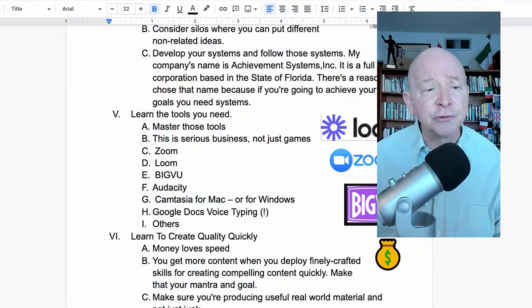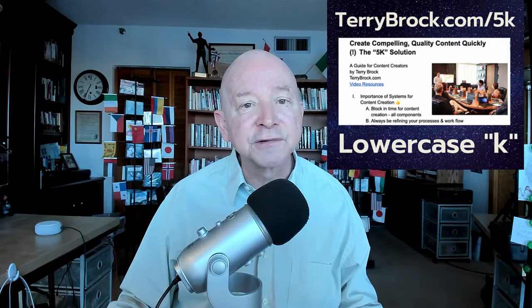And then finally, on this particular issue on volume 2, you want to make sure you use the right tools like Zoom, Loom, BigView. I've used a lot of those. Go to the course and take a look at the 5K course. You'll find that there's a lot of information there for you.